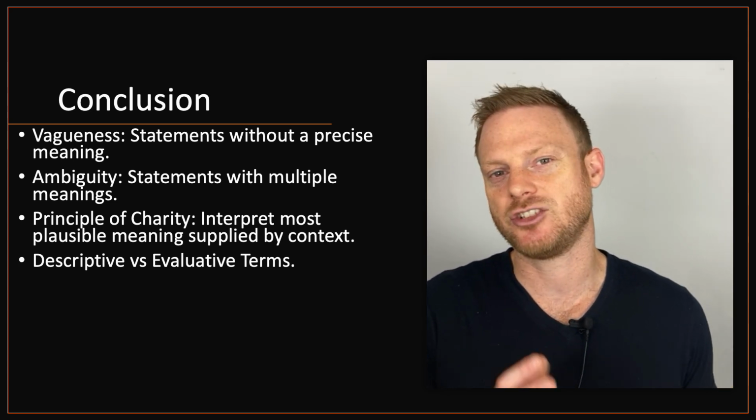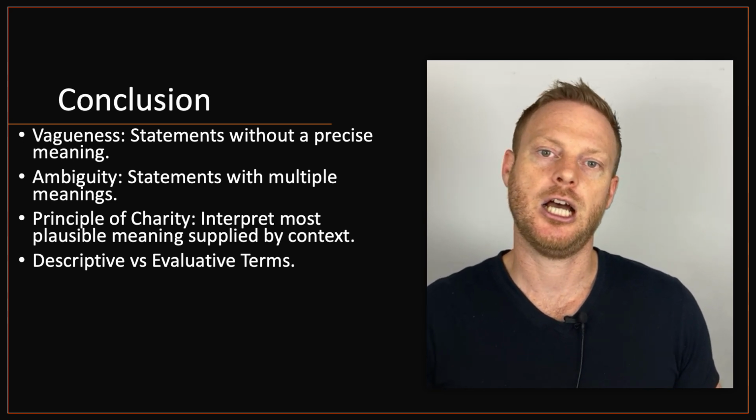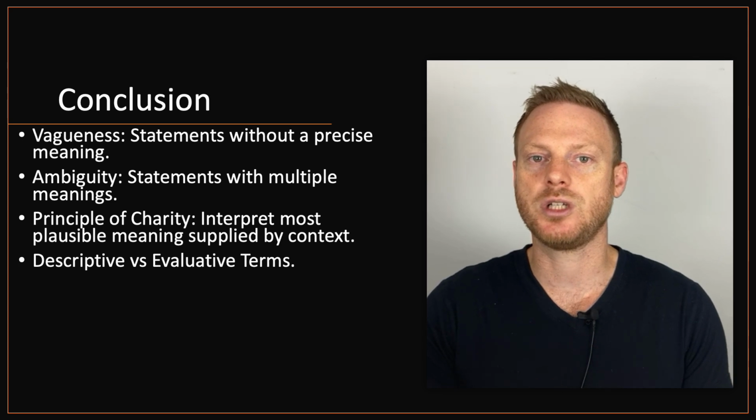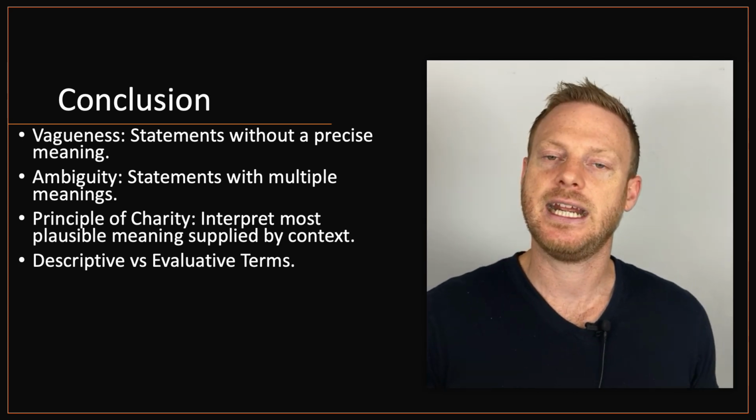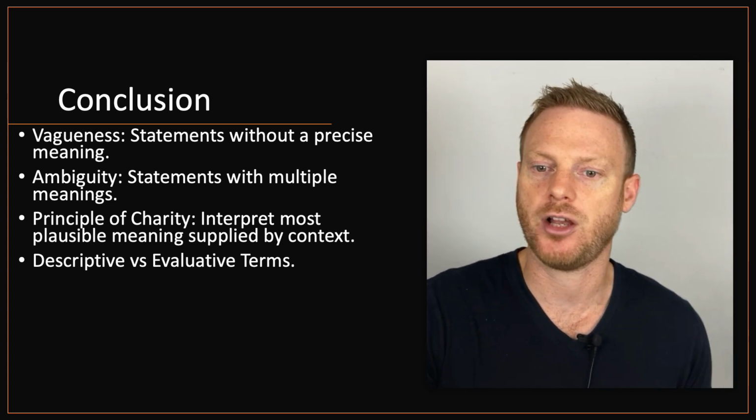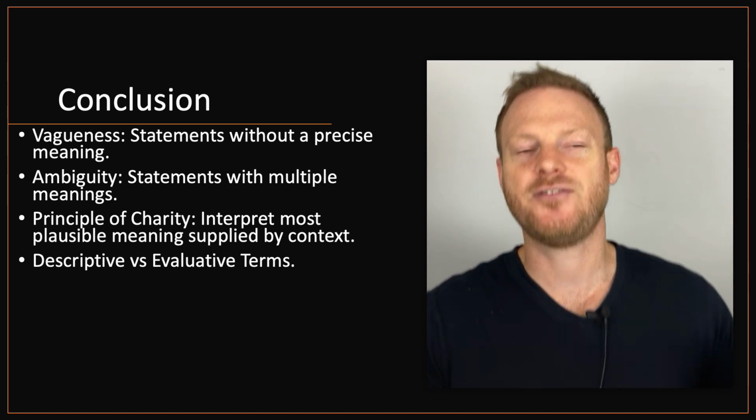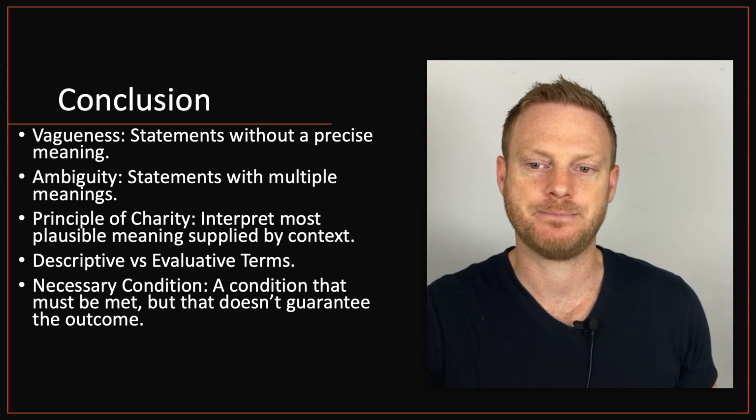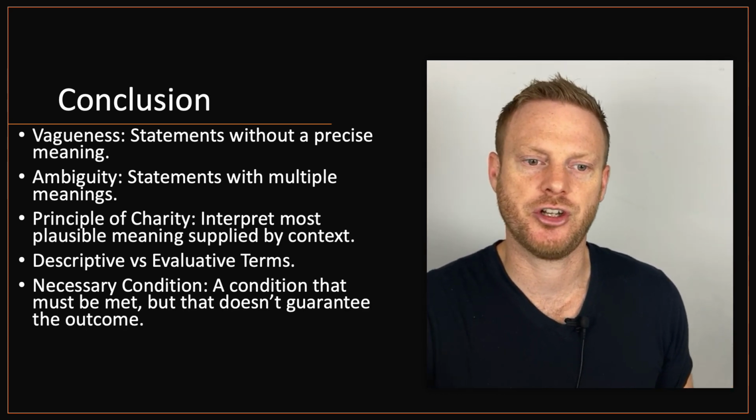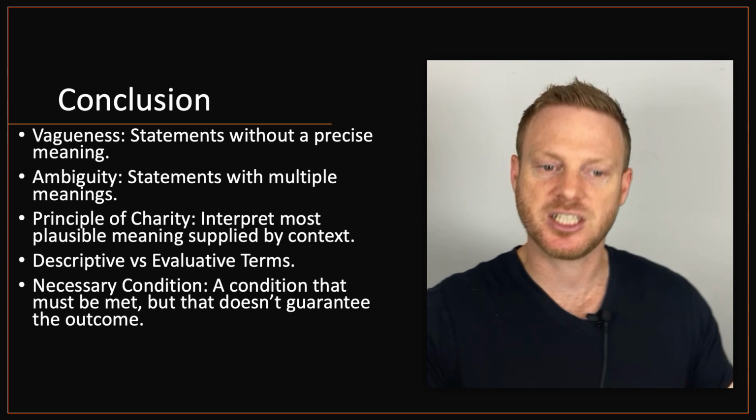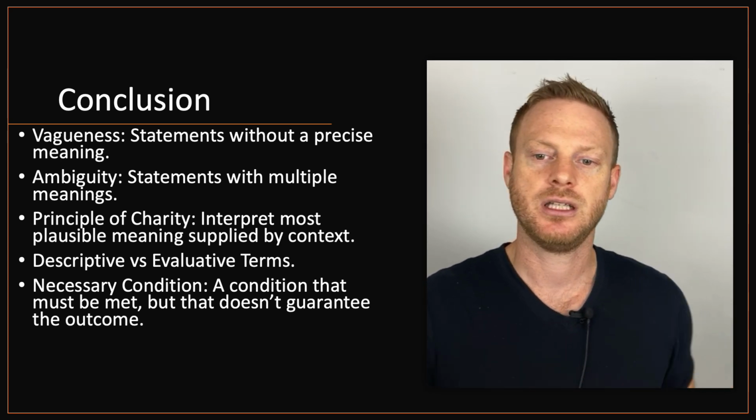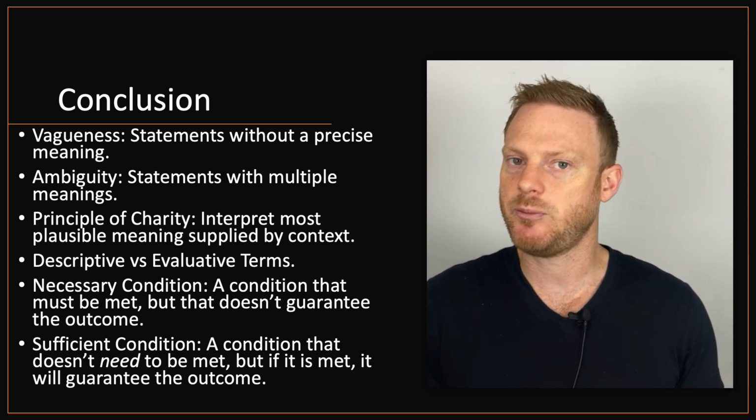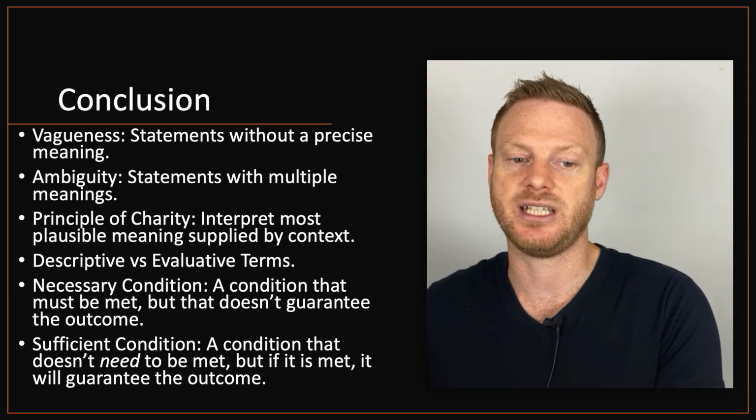I suggested that we want to be as descriptive as possible in critical thinking, and leave the evaluation to the media, for instance, because we just really want to get at the truth of things here. And we do that best by being as neutral as possible. And we don't want to try to influence other people's thinking by using emotive language or anything like that. We also learned that a necessary condition is a condition that must be met, but that doesn't guarantee the outcome. And we looked at sufficient conditions, which don't need to be met, but if they are met, it will guarantee the outcome.